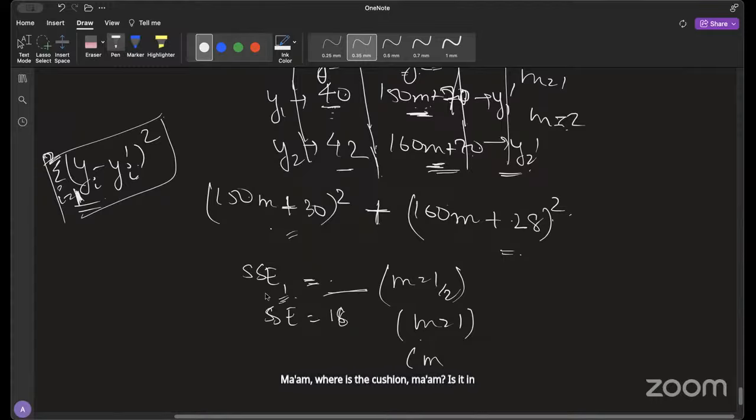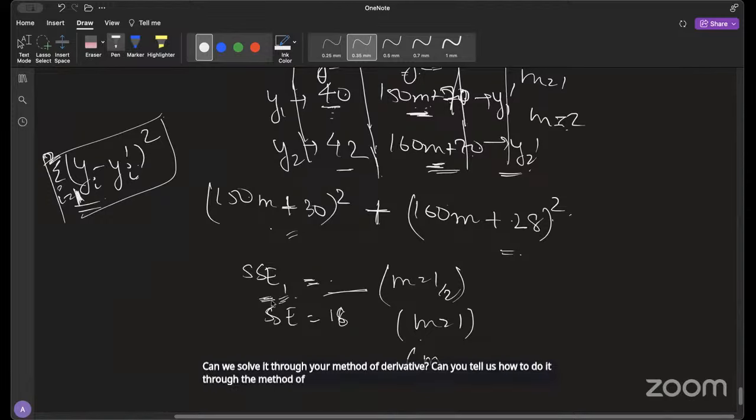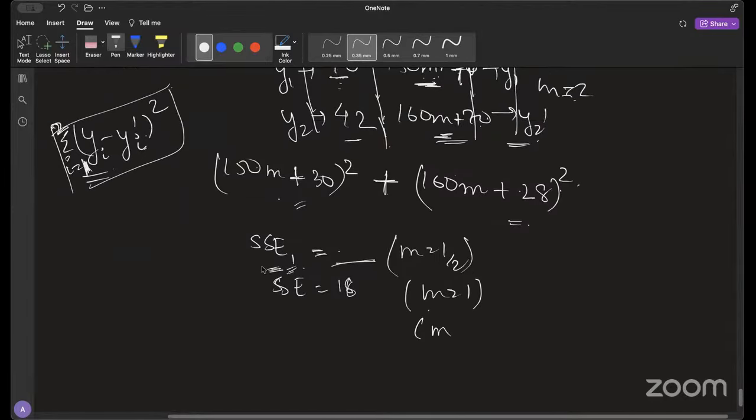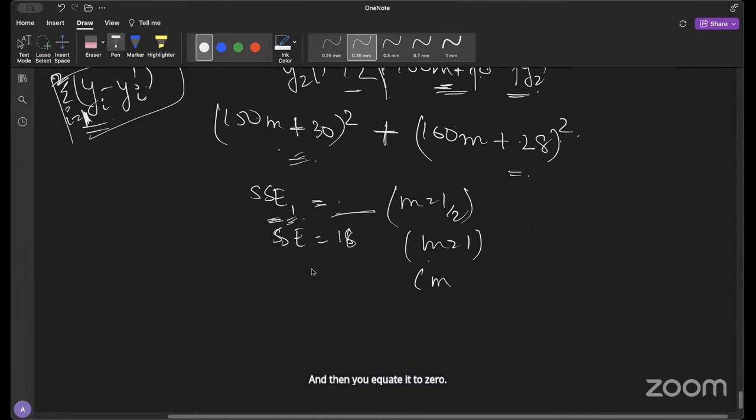Is it in the chat? Yes, it's in the chat. Can we solve it through your method of derivative? Can you tell us how to do it through the method of derivative? You find the derivative of this equation and then you equate it to 0. Now for that, you need to know this one's not a big deal. The derivative here will be this thing. Ma'am, there is another way to solve this question.